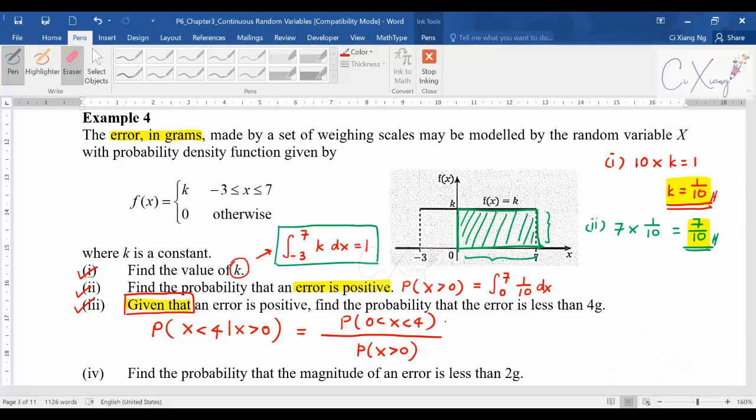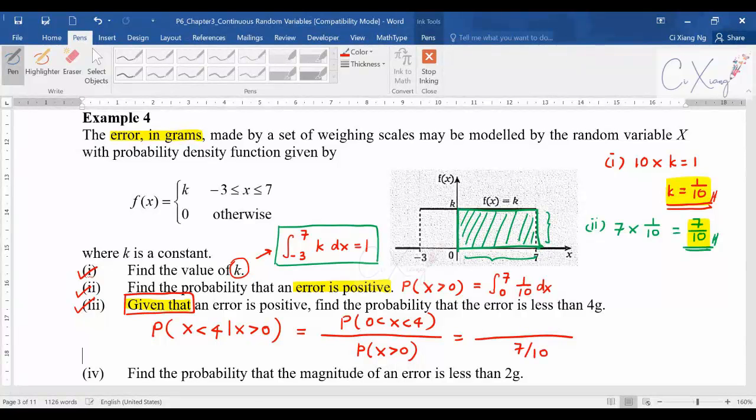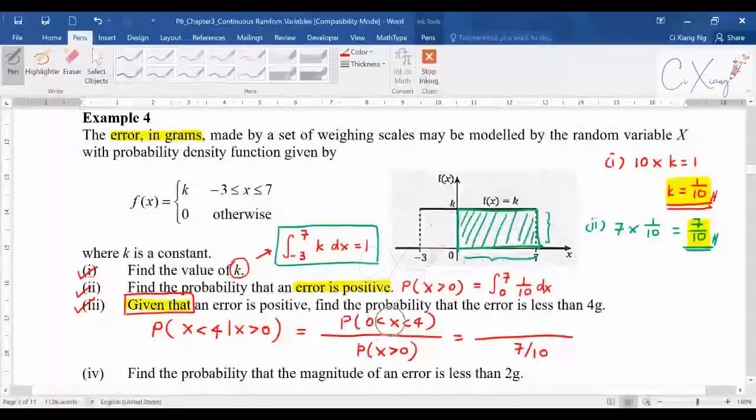Okay, then after this, what should I do? Alright, so for the probability of x greater than 0, you already calculated it just now, which is 7 over 10. Okay, so for the top part, if you want to apply integration, then you can integrate from 0 until 4 for 1 over 10 dx.